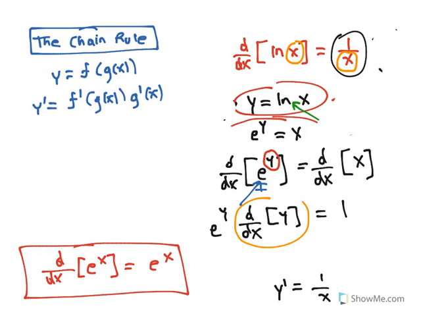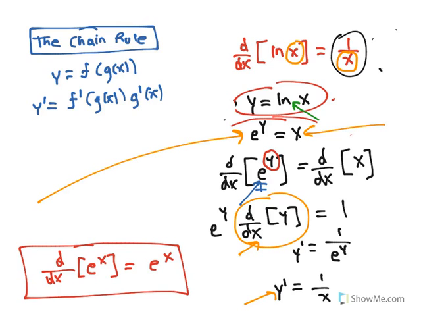But this is in fact what we're looking for. We're looking for the derivative of y with respect to x. That's what we're looking for. Another way you can write this is y prime. So you have y prime is equal to 1 over e to the y. But what is e to the y? Take a look at this particular step. E to the y is x. So we substitute x for e to the y, and we get our differentiation rule for the natural log function.